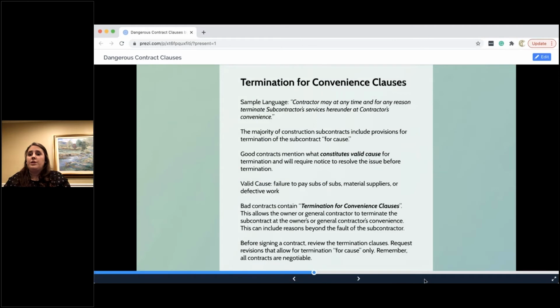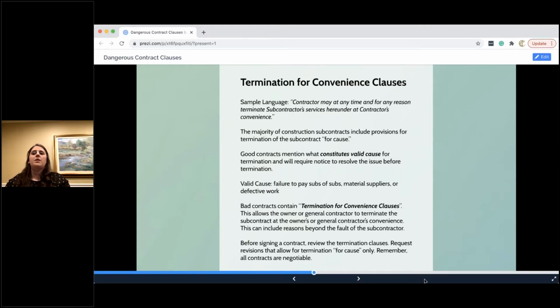So the next clause you want to look at is the termination for convenience clause. So why, how, and when can I get fired off of a project? A sample of some very dangerous language is that you can be terminated hereunder at contractor's convenience. So for whatever reason they want, they don't like the color of your hair today, they don't like the truck you drive, they don't like the shirt you're wearing, they can just kick you off the project. For any reason, no warning, no timing, anything like that. Obviously, not the way you want to be practicing your business.